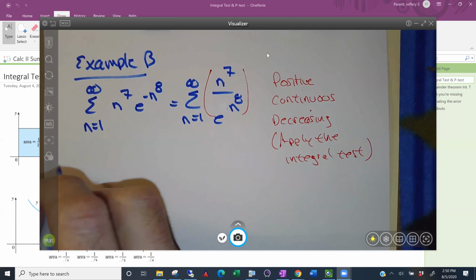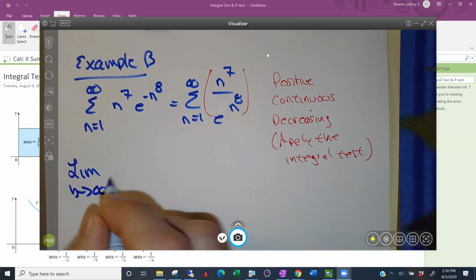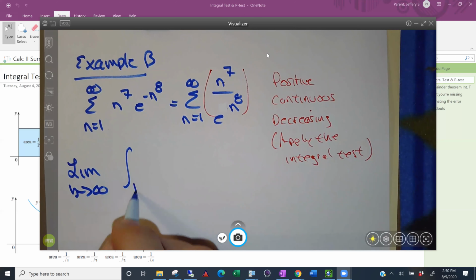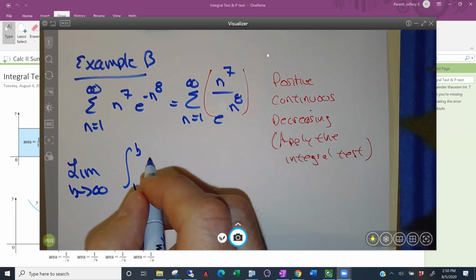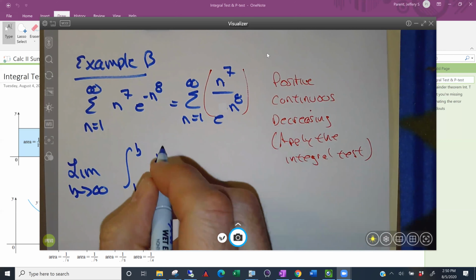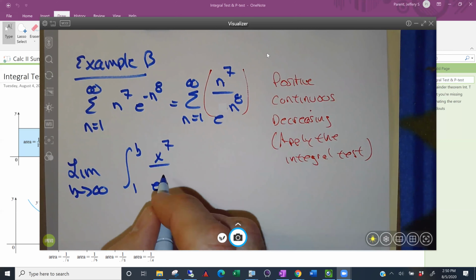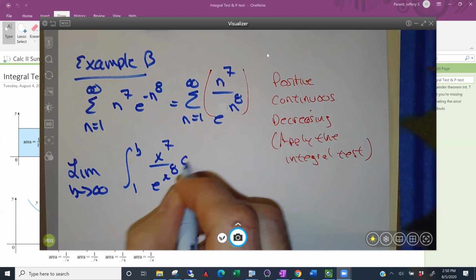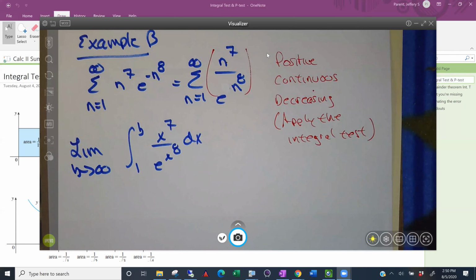Let's take a look at the limit as b approaches infinity of the integral from 1 to b. And you could use whatever variable here you want. We could do it with n's, we could do it with x's. I think a lot of people are probably in their comfort zone if I use an x. Like that. Okay. That's fine.